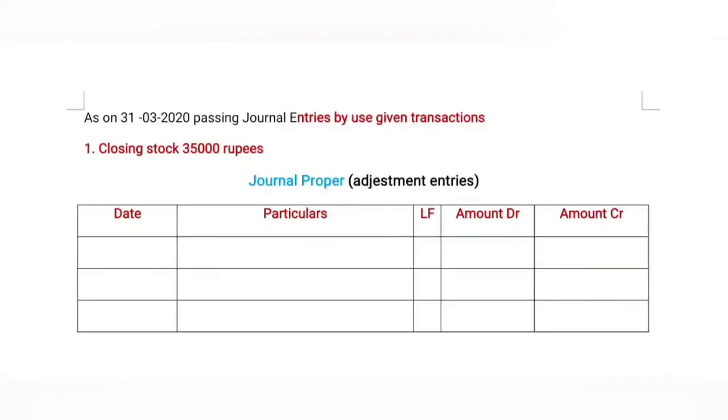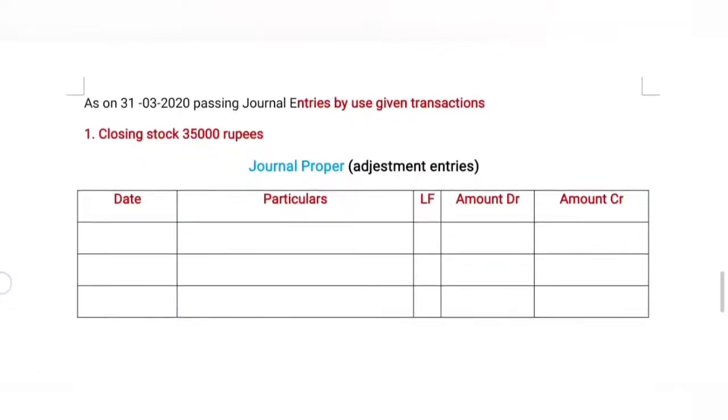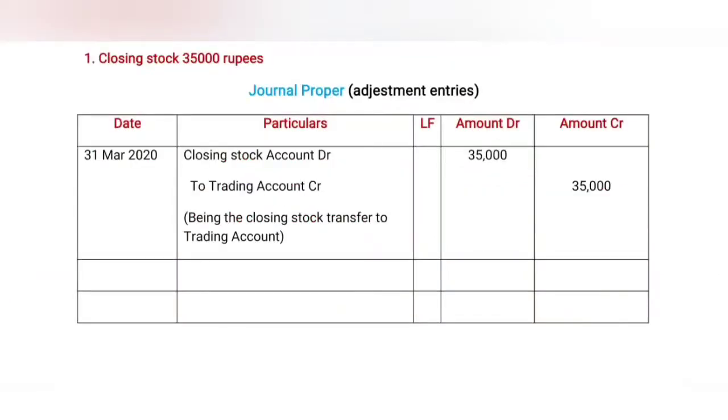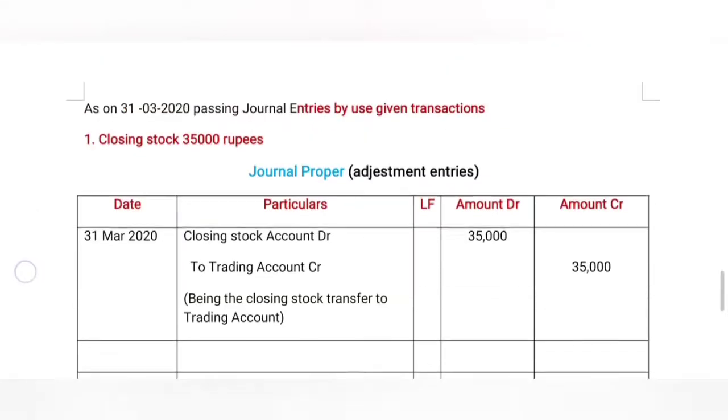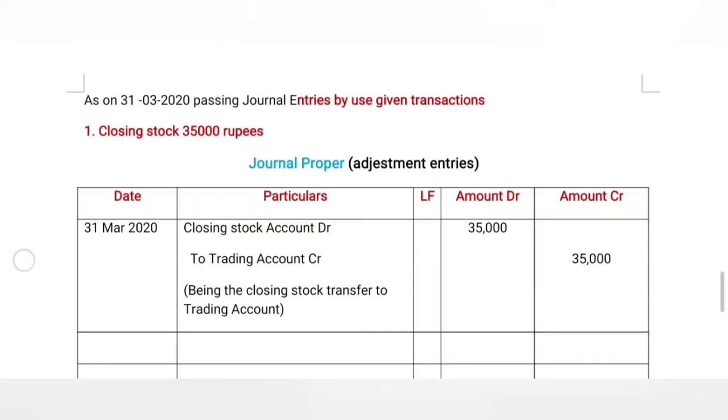the given adjustment entries. Now coming to the first transaction, it is closing stock rupees 35,000. Here closing stock is generally an asset. Now coming to the date column, it is 31st March 2020 as per the given data. Now coming to particulars, here closing stock is debit and trading account is credit. Why? Because the closing stock is transferred to the trading account. That's the reason we debit the closing stock account.